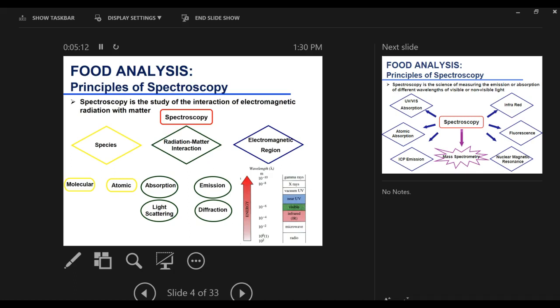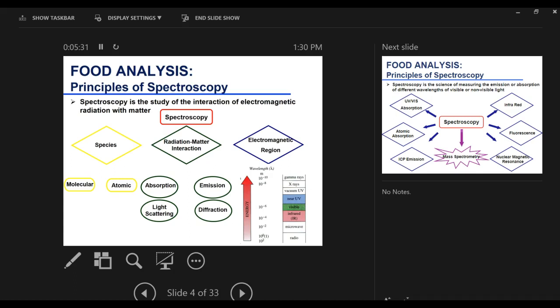So if I want to define spectroscopy in simple terms, I would say it's the interaction of electromagnetic radiation, in other words light, with matter. So this sums up spectroscopy, interaction between electromagnetic radiation and matter.